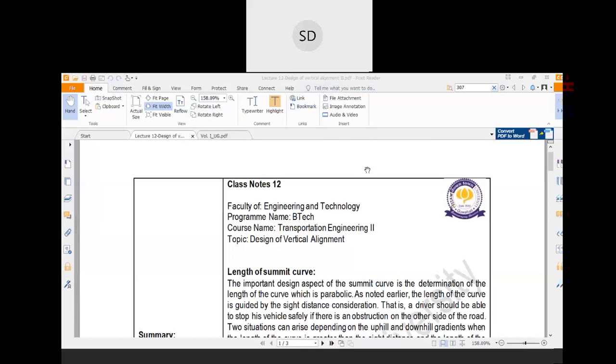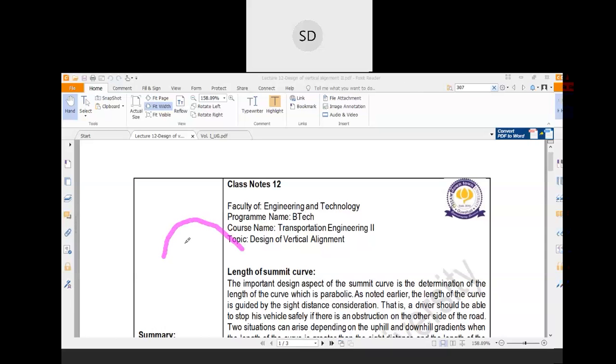Okay. So, in our previous class, we discussed gradients, summit curves and valley curves. Basically, those are the basics of any vertical alignment. In this class, we'll discuss the length of summit curve and valley curve, that is, how you will calculate the length. Now, first, if you consider the summit curve, that summit curve would be convex upward.